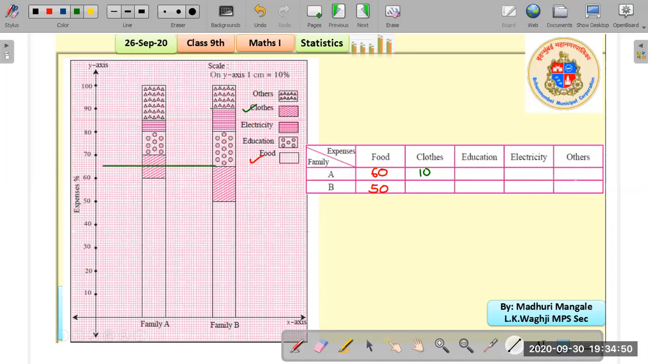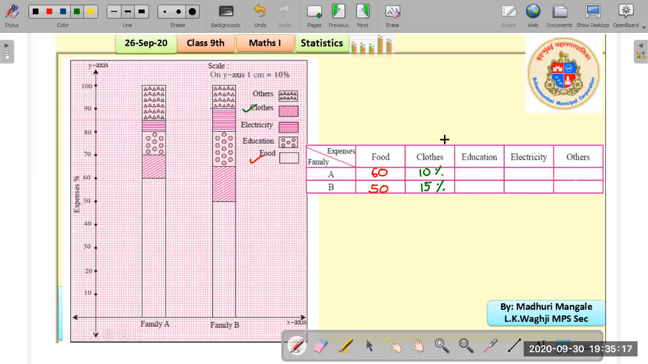So the same pattern, we just try to map it on y-axis. So you see here, the data is from 50 to 65%. That will be how much? That would be from 50 to 60 is 10, and 60 to 65, that is 5. So it is 15% for family B.